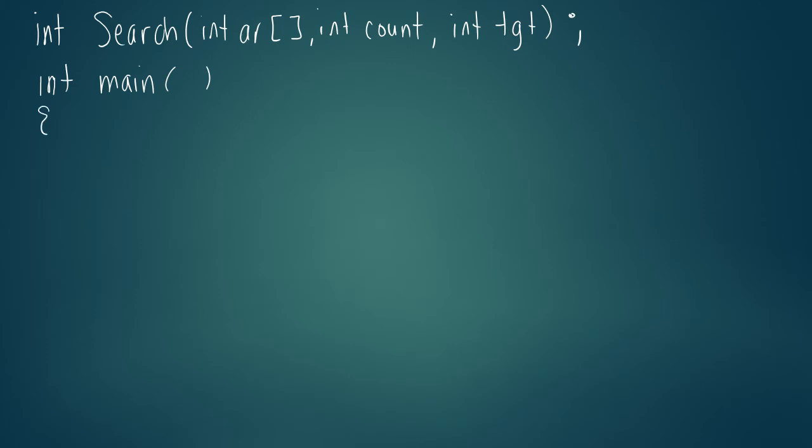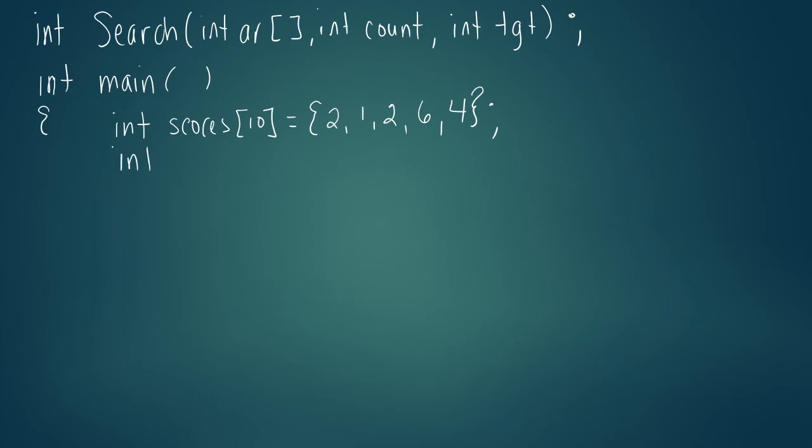Okay, so this was my array, my int array, which has scores in it. And I'm going to make it size 10, but I'm only going to put 5 scores in there. 2, 1, 2, 6, 4. So that means I'm going to have a count that is 5, because I'm only keeping 5 elements in there. And that's 1, 2, 3, 4.